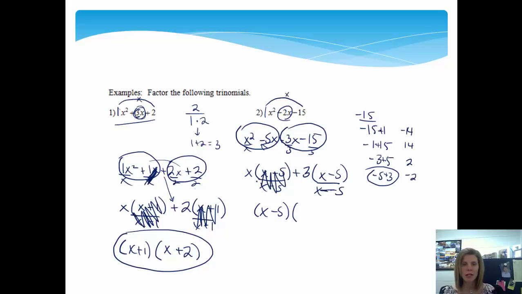Okay, the x minus 5s are going to zap out, so I'm left with x. The x minus 5s will zap out. I'm left with the plus 3. And so that's what that quadratic trinomial is going to look like factored.